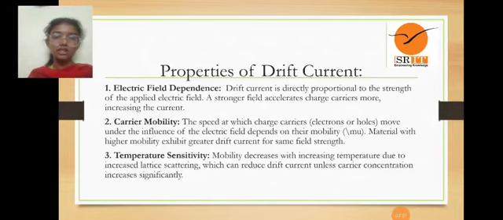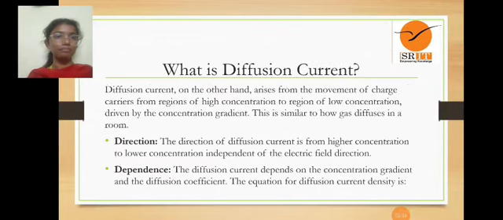Third, temperature sensitivity. Mobility decreases with increasing temperature due to increasing lattice scattering, which can reduce drift current unless the carrier concentration increases correspondingly.